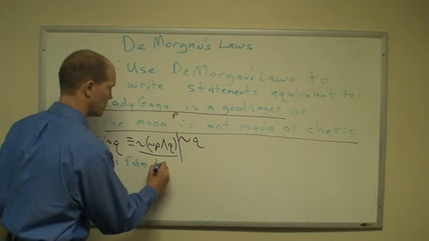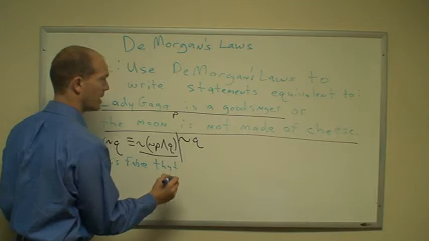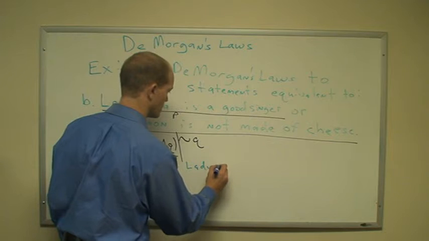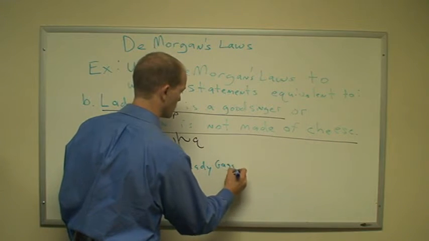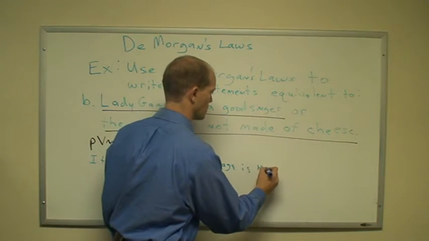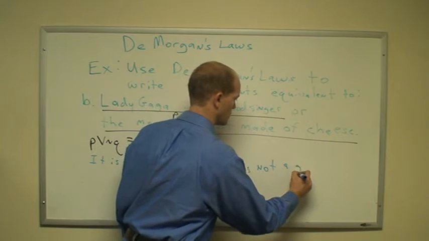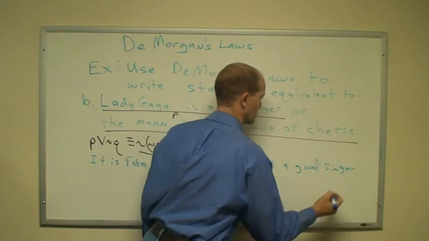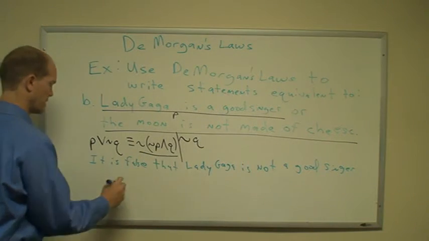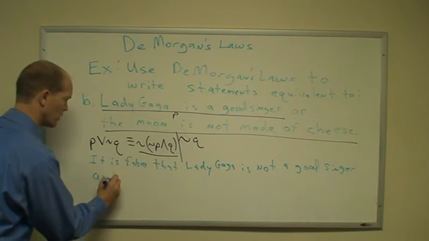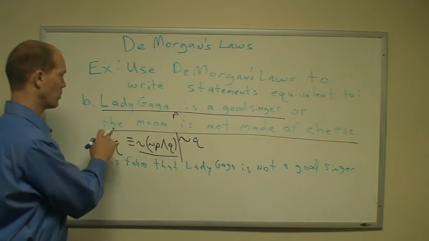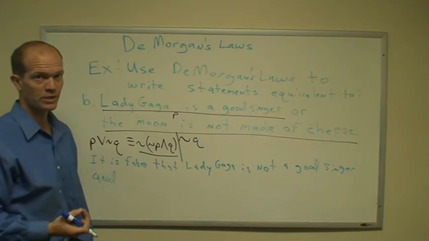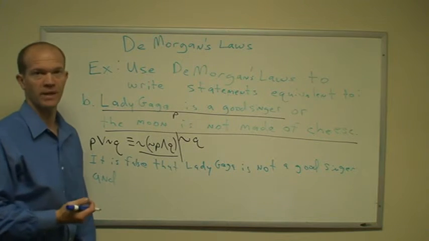That the negation of P should be Lady Gaga is not a good singer. The connective I want here is and. Now let's consider what Q would be. We said the moon is not made of cheese is the negation of Q. So Q itself should be the moon is made of cheese.